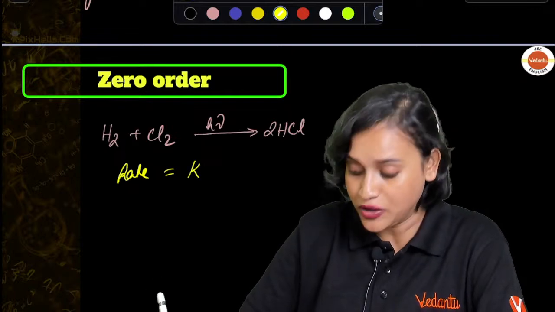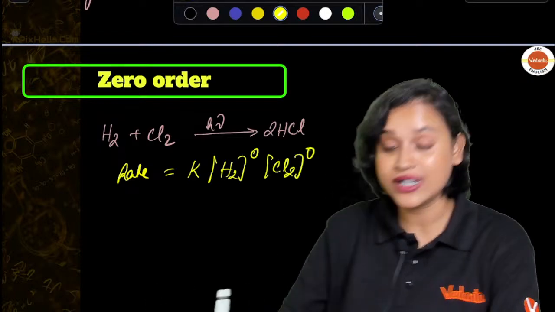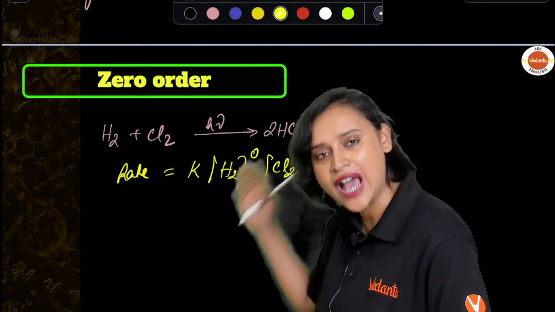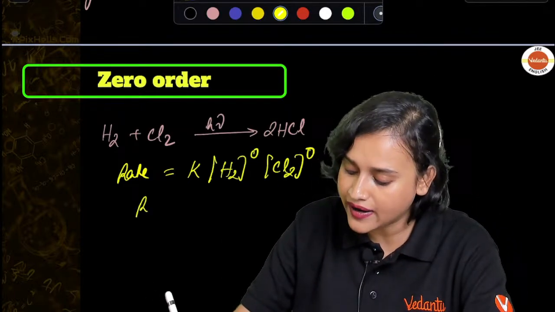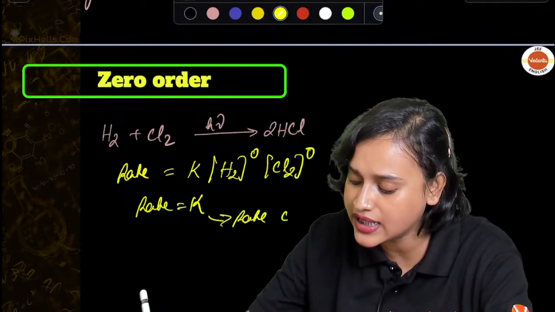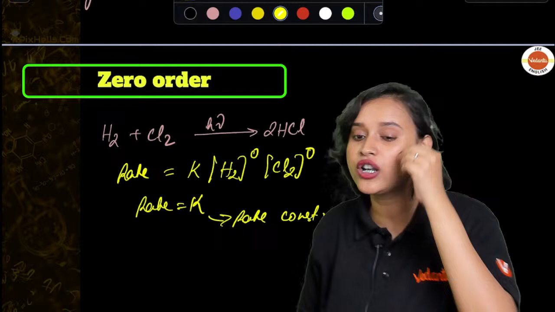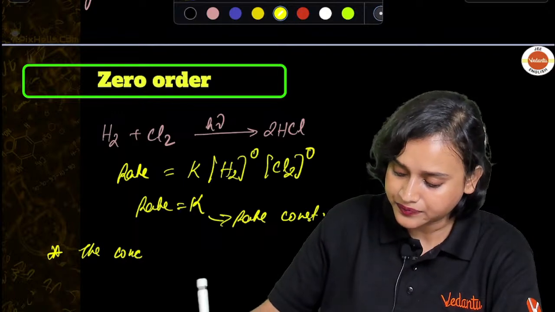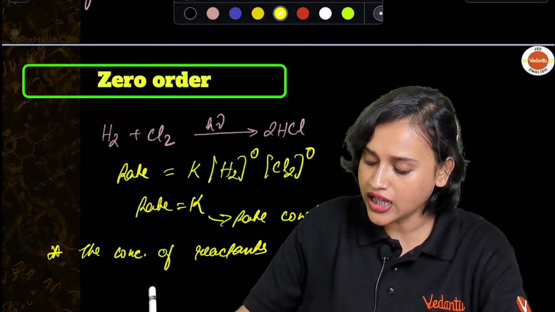So rate is going to be equal to k [H2]^0 [Cl2]^0. This is a zero order reaction. What are the permutations and combinations that you have? It has to be H2 to the power 0, Cl2 to the power 0, and anything to the power 0 is equal to 1. That means rate, my dear student, is equal to k, the rate constant. That means that the concentrations of the reactants are not changing with time.